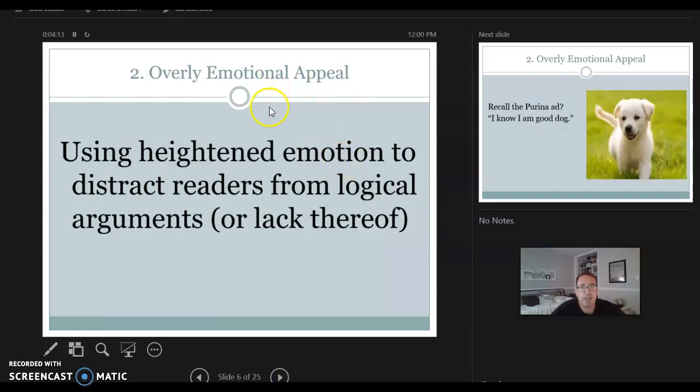The second one we're going to look at, overly emotional appeal. So again, as I mentioned, there's good pathos you can use to connect to an audience. You can use it to form an emotional bond and show the human impact of something. And there's what we call an overly emotional appeal. So using heightened emotion to distract the readers from logical arguments or the lack thereof, right? So using too much emotion, ramping up that emotion to elicit that emotional reaction from the reader or the listener in the hopes that it will distract them from the other parts of the argument, or that it will lead them to make certain decisions based on that emotional reaction rather than a logical engagement with the ideas.